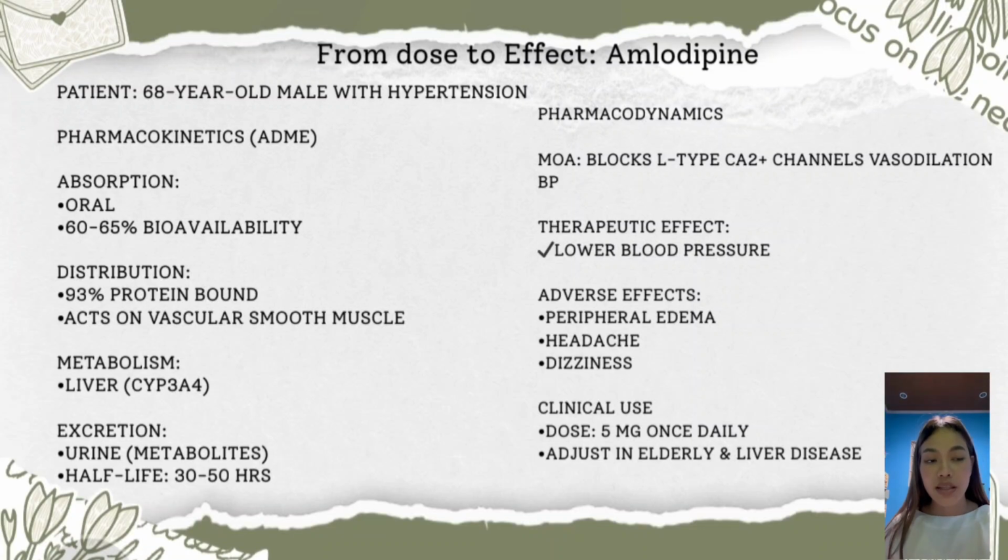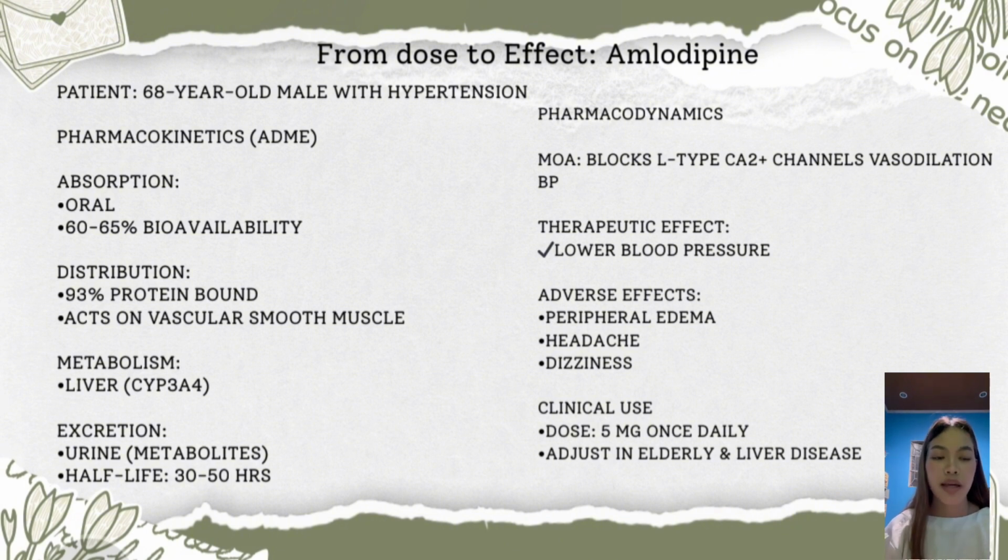Today I will discuss how a drug moves through the body and produces its effects using the antihypertensive drug amlodipine. This presentation will explain both its pharmacokinetics, meaning what the body does to the drug, and its pharmacodynamics, meaning what the drug does to the body. I will apply these concepts to clinical cases to better understand how they lead to therapeutic effects.